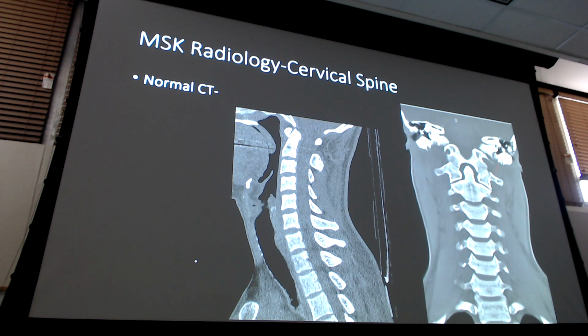Here are your sagittal slices, here are your coronal slices, sagittal slices, coronal slices. Okay, there's your normal CT. See how easy it is to just draw the lines? Just draw the lines on both of these. Don't have the spinous process line on this one, right? But that's okay, because I can scroll in and out if I have a real CT.